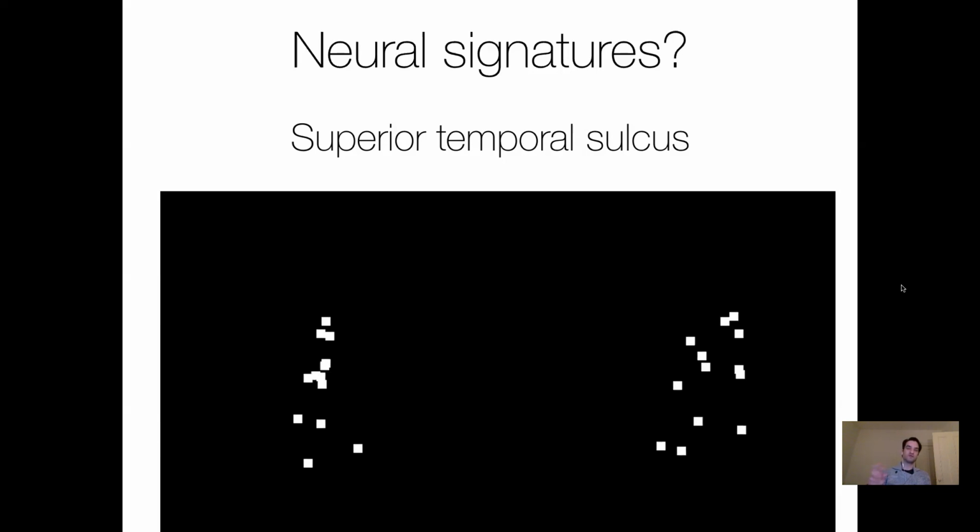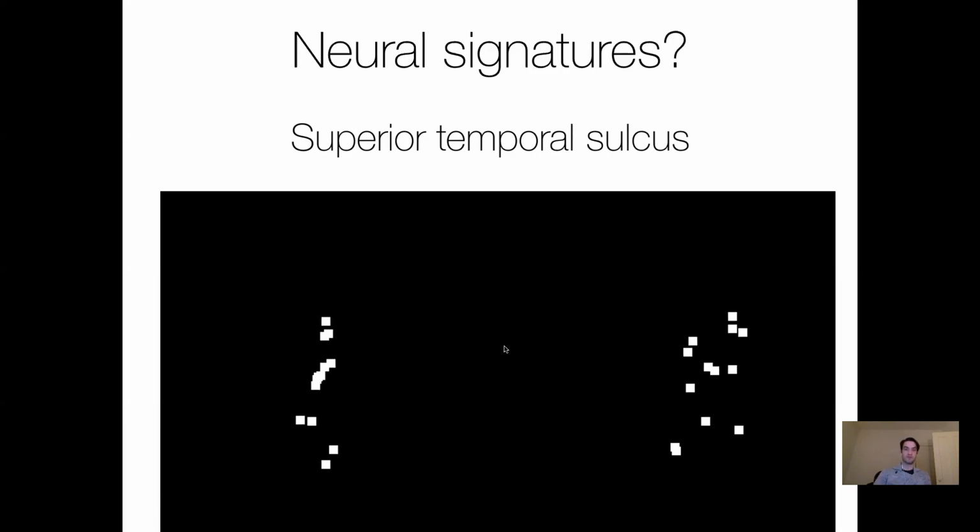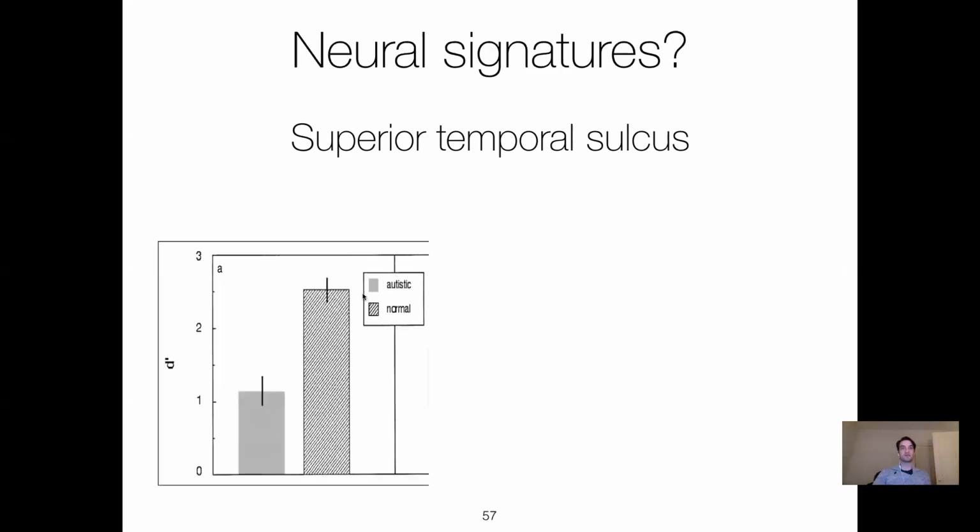And so you can alter how much or how little you scramble to make this kind of a hard task. And so you can go to people who have autism and people who are a control population, and you can ask them how good they are at differentiating whether it's a person having biological motion, walking, running, jumping, versus more scrambled motion. And what you see is that there's a difference that looks like this, where people who do not have autism are better at this task than people who do have autism.